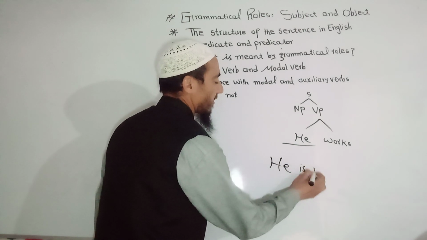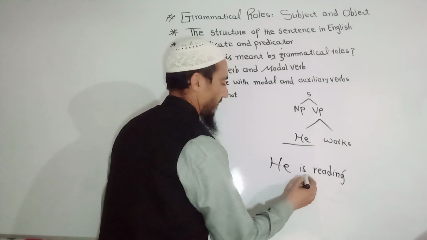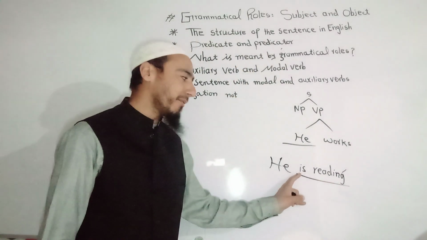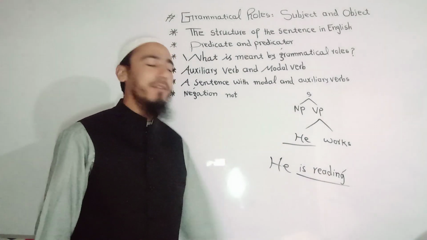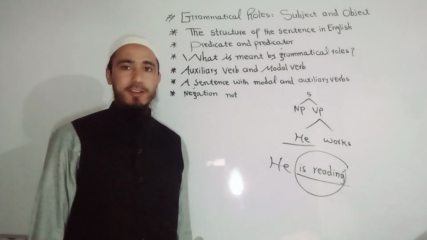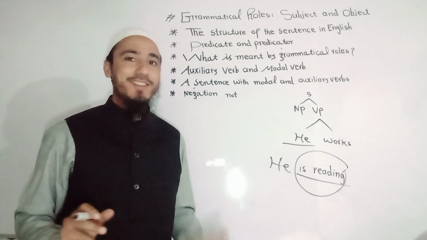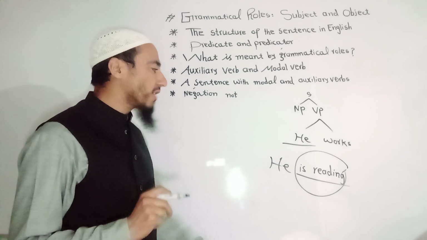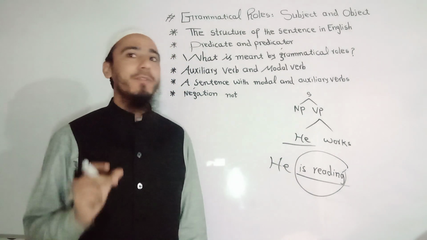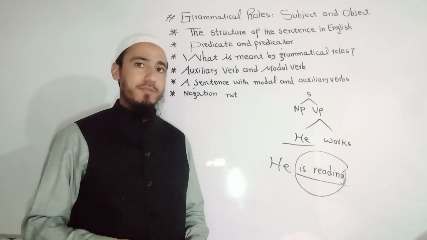He is reading. So here "he" is a noun phrase, "is" is an auxiliary verb and "reading" is the main verb. So here we call it what? Predicate. So a complete verb phrase is called predicate. But if you see just a main verb or just a single word in a sentence, then that is called predicator.